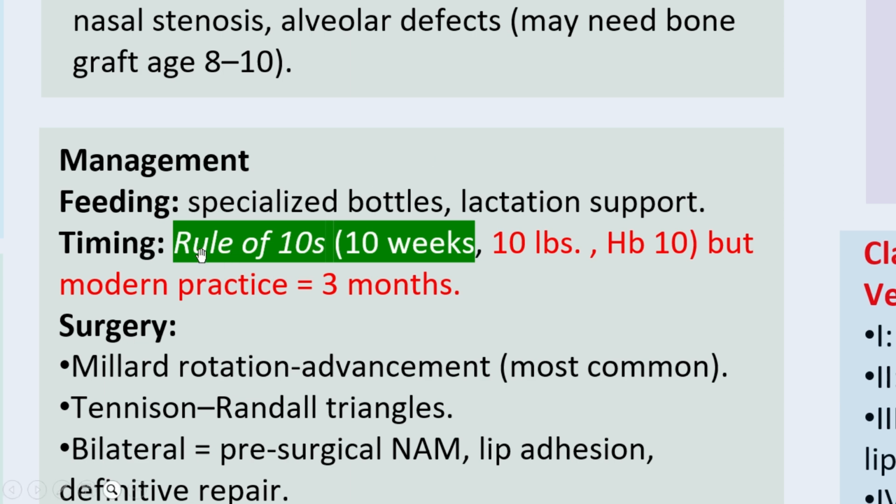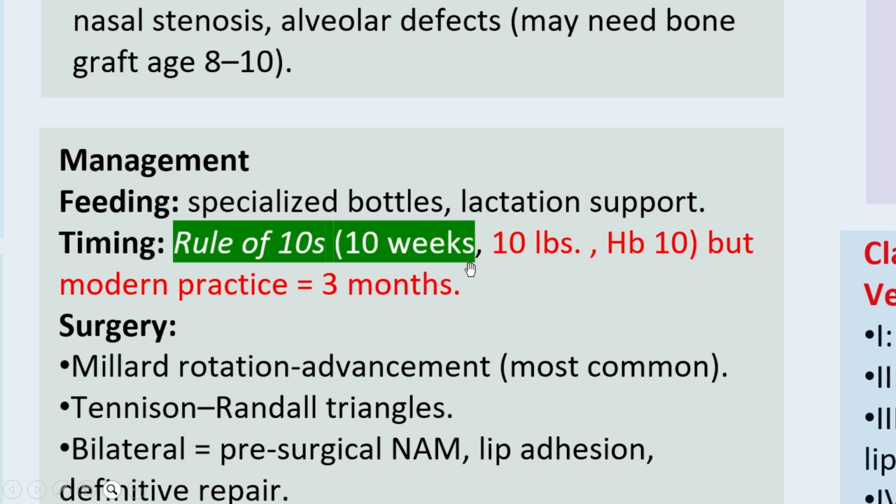So the timing, we have the rule of tens, and this is very important when it comes to the management of this condition, whereby we're going to repair the defect at 10 weeks. The child should be 10 pounds, and that is about 5 kilograms or 6 kilograms. Then the Hb should be above 10. But nowadays in modern practice, they just do it at 3 months.